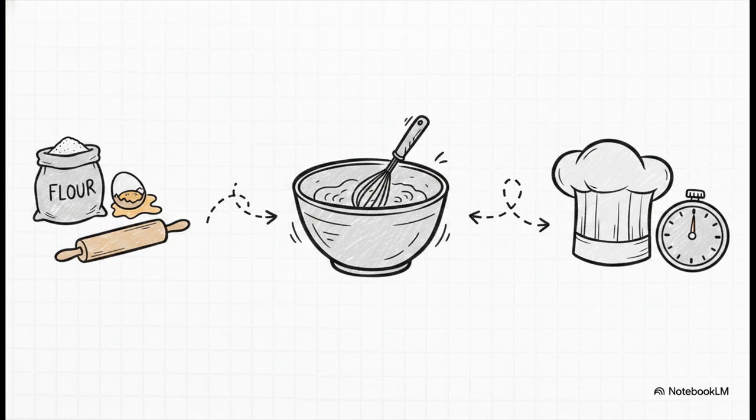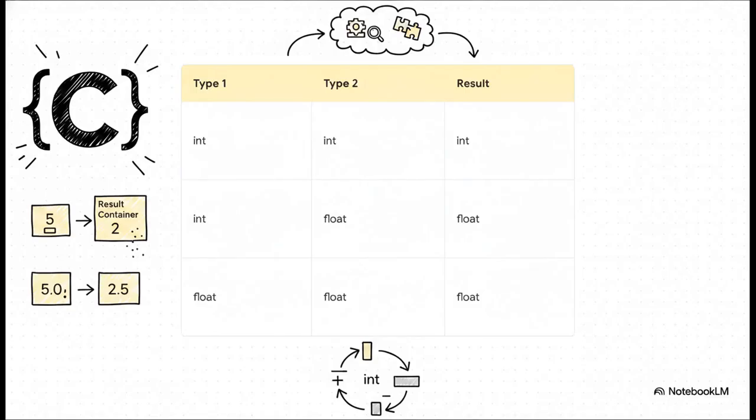Next, you have arithmetic instructions. This is the mixing and cooking phase, where you perform mathematical operations on those variables. And finally, you have control instructions. These act as the chef's decision-making process, like deciding when to stop stirring or when to turn down the heat. But here's the kicker. When doing the math part of the recipe, C is incredibly strict about data types. And this is exactly where a lot of beginners get tripped up.